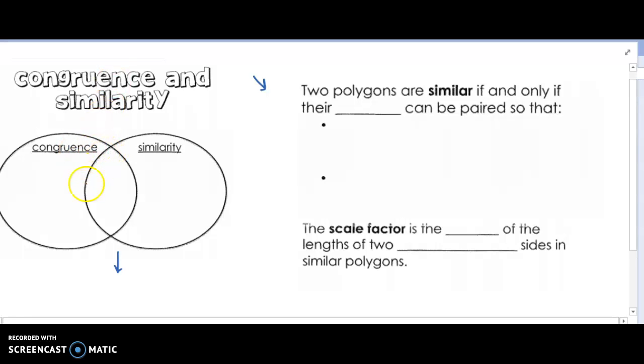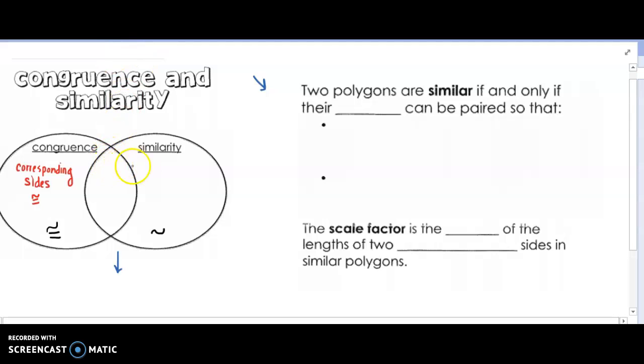So first of all, the symbols are different. So congruent is an equal sign with a squiggly on top. Okay, now similar is just a squiggly sign and that's it. So the symbols are very different. Okay, now congruence is when corresponding sides are congruent.